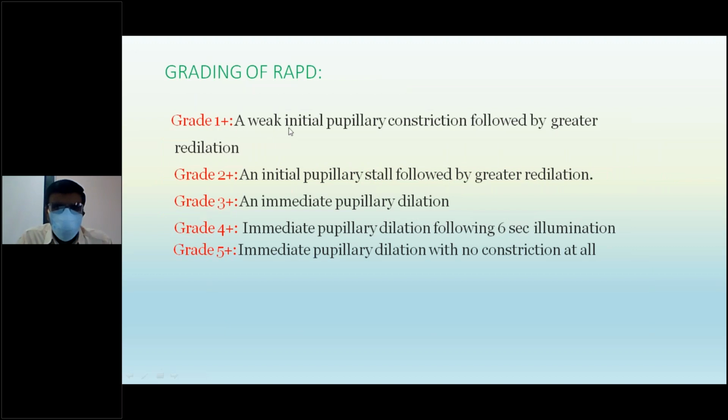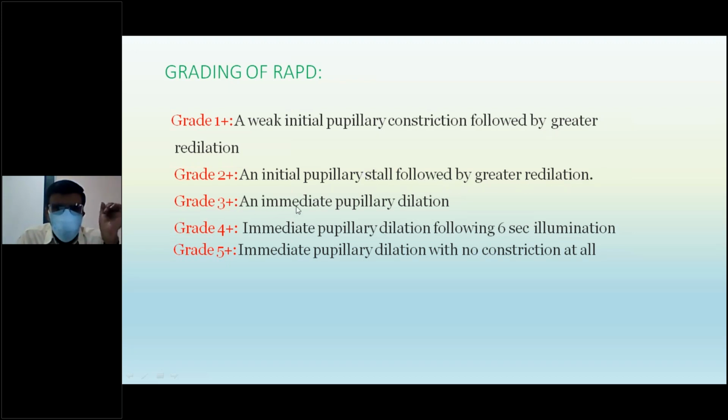And grading, grade 1 is weak initial pupillary constriction followed by greater redilatation. Grade 2 is stall. There is no constriction. The pupil will stop like that. Constriction means it will constrict like that. Stall means on throwing the light, it will be like that only. There is no constriction, followed by greater redilatation.